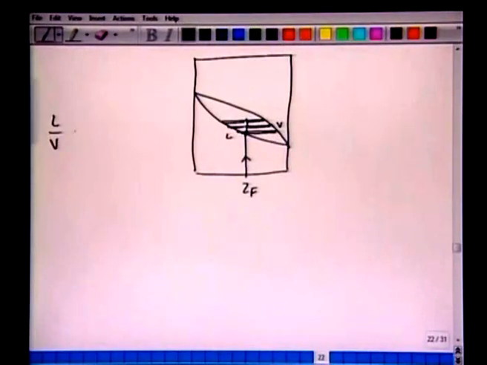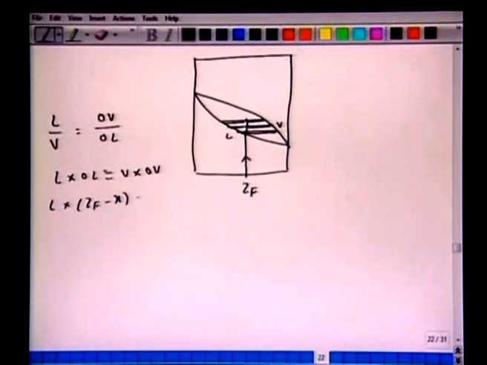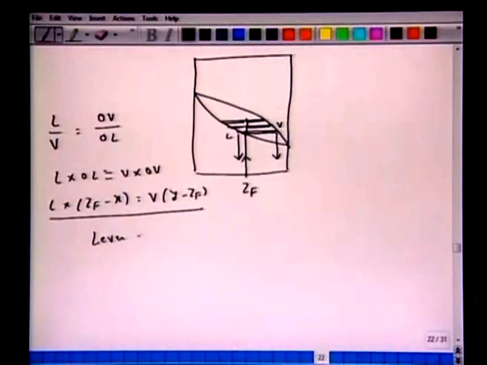L by V equals OV over OL. Or we can write L into OL equals V into OV. Or L into ZF minus X equals V into Y minus ZF. So what we have here, this is L and this is V. L into this. So we are applying essentially the lever rule, which is also known as the tie rule.